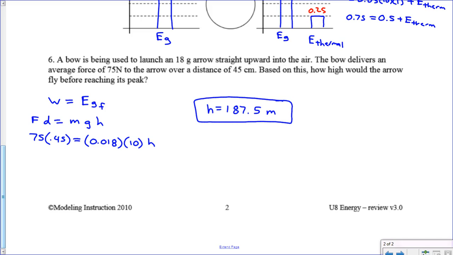Okay, so hopefully this practice using the work equation helps prepare you for what you might see on the exam. As always, if you have any questions about any of the problems on the sheet, make sure you come in and ask.